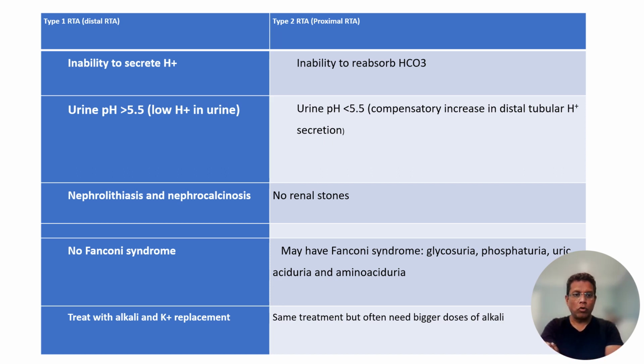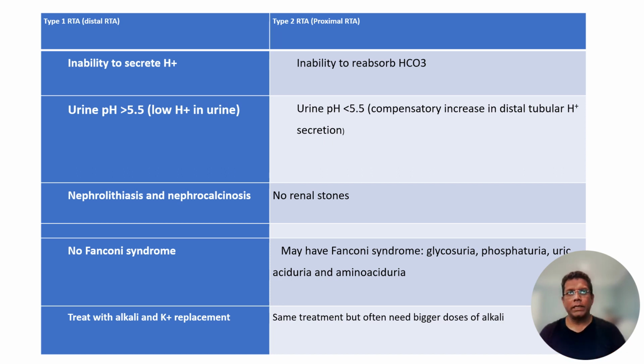Type 1 is more prone to nephrolithiasis and nephrocalcinosis, as we explained in the previous slide. No renal stones in type 2. Type 1 doesn't have Fanconi syndrome. Type 2 may develop Fanconi syndrome, where you have glycosuria in a non-diabetic patient. You get phosphaturia and uric aciduria, so your serum uric acid and serum phosphate are low, and aminoaciduria, which means basically your urine protein is high.